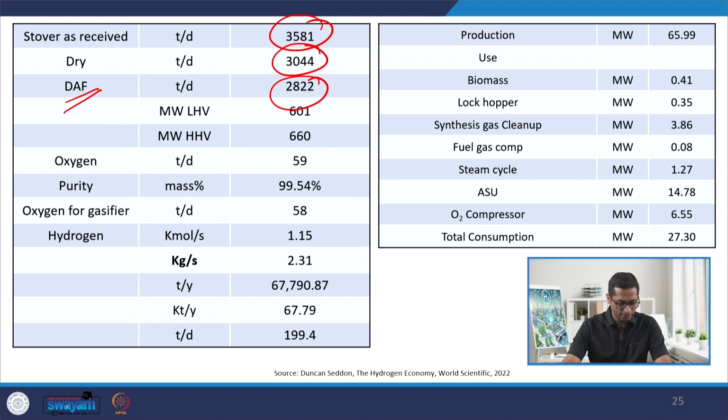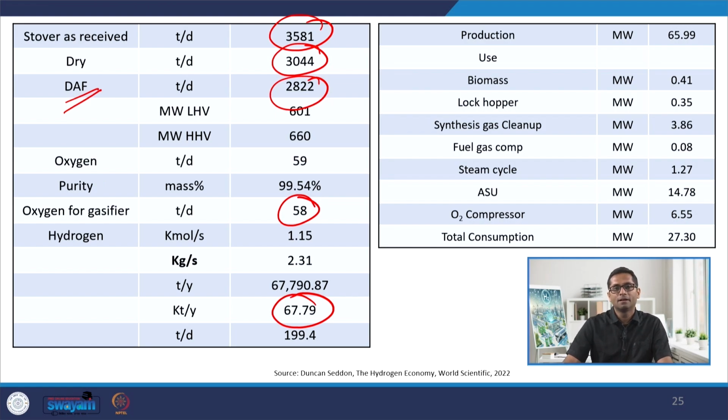So this kind of gasifier would have an oxygen requirement of around 58 tons per day, and the hydrogen production from this kind of system would typically be of the order of 67.79 kilotons per year. And this is significantly lesser than the scale of 370 kilotons per year, which we have been envisioning for charging 40,000 cars a week. So I'm just making you aware of the scales. So this is one of the typical scales that I can reasonably work at.